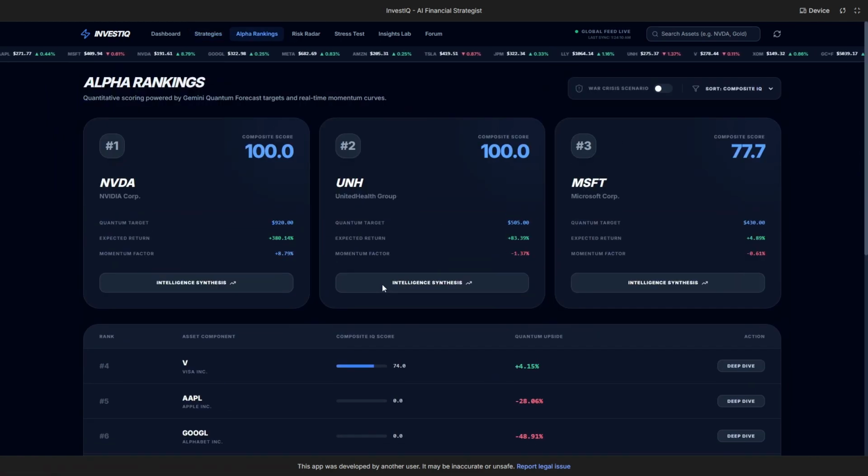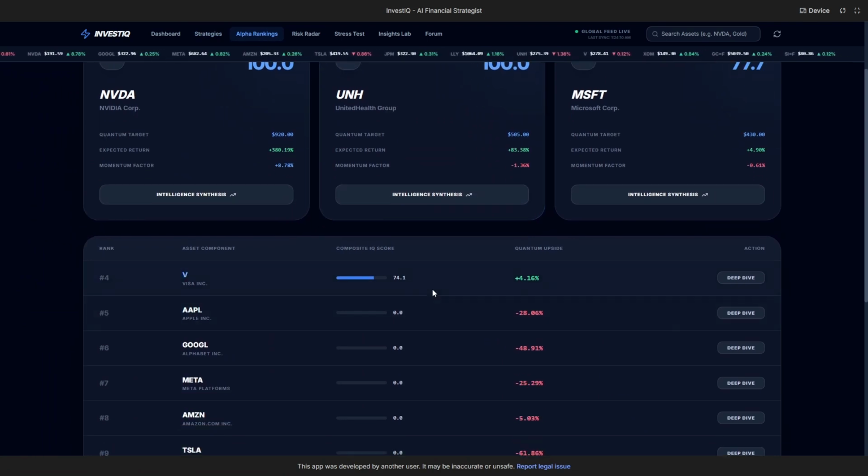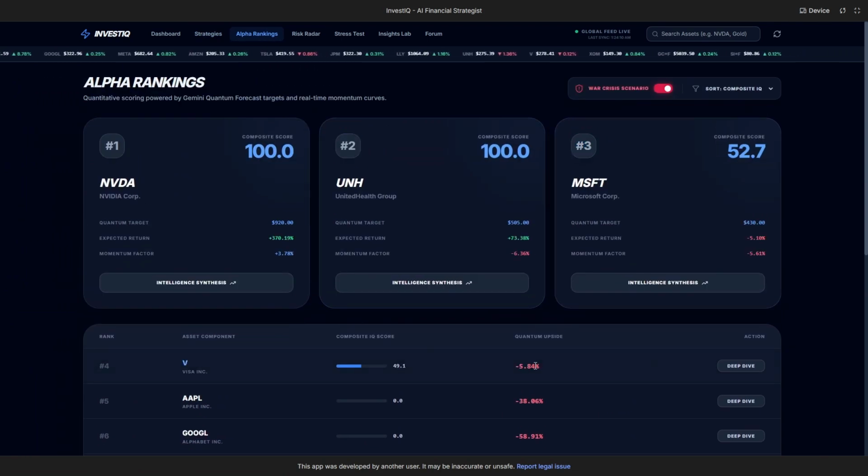Then we have the alpha rankings of the top stocks that we have. We are calculating a composite score for some stocks, and we can see how the stocks are performing on it. And then we have the war scenarios as well, which can tell how these stocks can change and perform in that specific time.